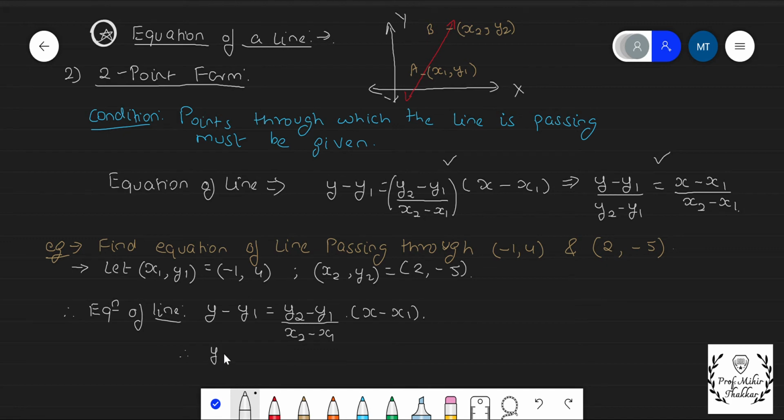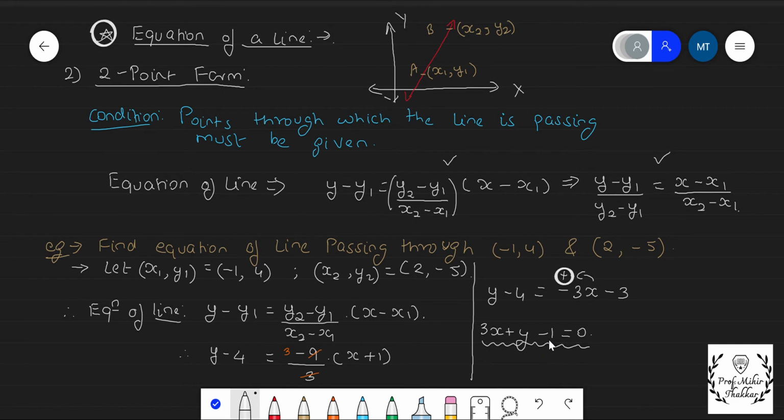So when I do the substitution, it will be y minus 4, y2 minus y1, so minus 5 minus 4, that will give me minus 9, x2 minus x1, 2 minus minus 1, it will become 2 plus 1, which is 3, into x minus x1, so it will be x minus of minus 1, x plus 1. So I can cancel off these both elements, this will become negative 3. So I can write y minus 4 is equal to minus 3x minus 3. Take all these elements on the opposite side, so the signs will change. So this will become 3x plus y minus 4 plus 3, that is minus 1, is equal to 0. This becomes your required equation with the help of the second formula.